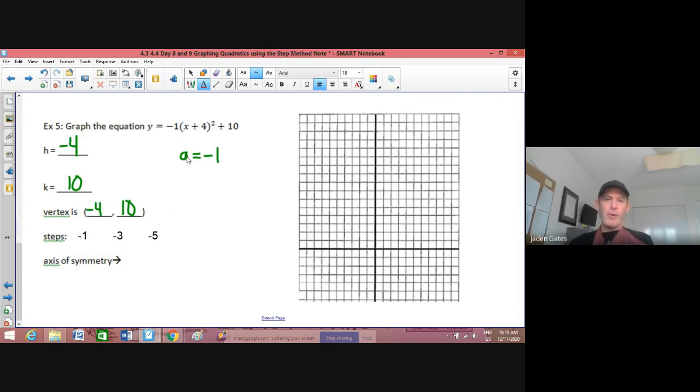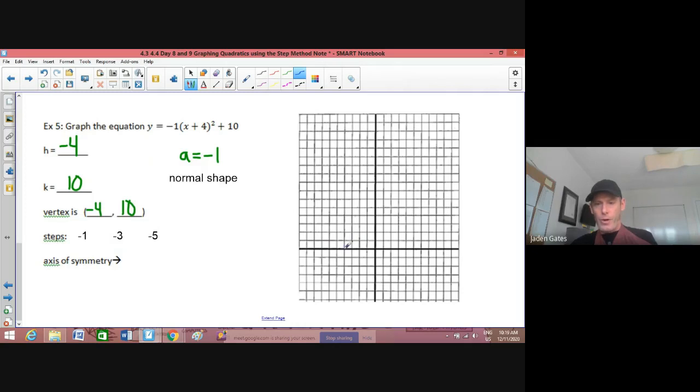Now, here's something about this parabola. Number 1, if I look at the number, not the sign, just the number, it is 1. It is going to have a normal shape because it's neither greater than 1 or less than 1 in terms of just the number. But look at the sign. It's negative. It made our steps negative. So what's going to happen? When we do our step method, we're going to go down instead of up. But again, I got to plot my vertex first.